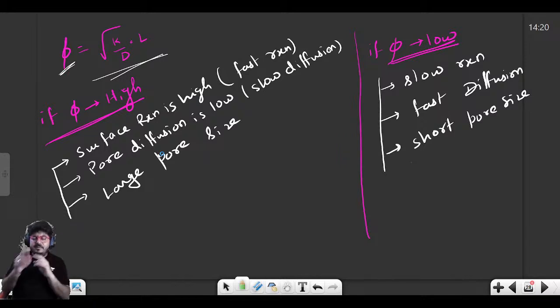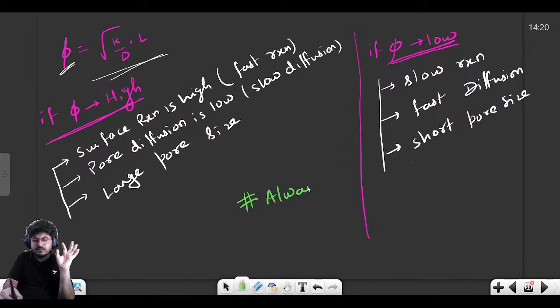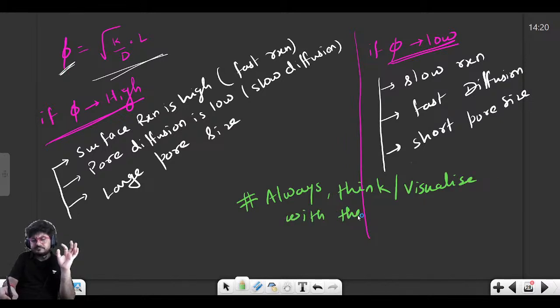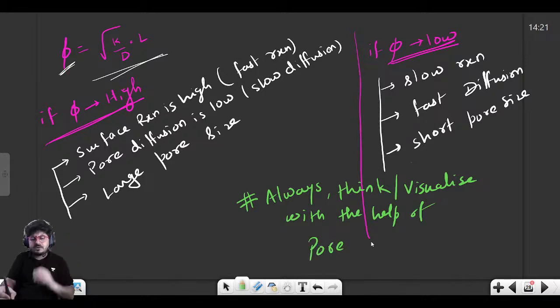Now, remember one thing, guys. This is one note, one important point all of you should know. If you have to use the Thiele modulus to figure out the rate controlling step, the rate limiting step, always think or visualize with the help of pore diffusion resistance.